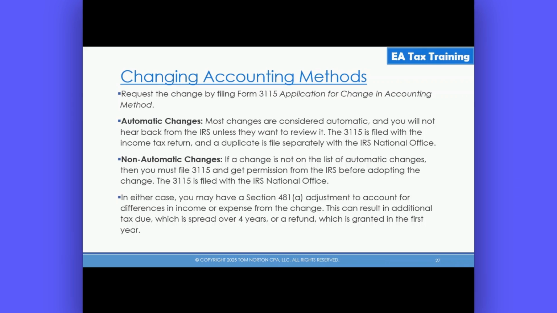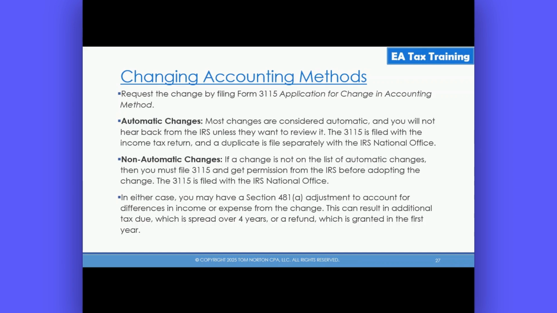Either way, whether you've got an automatic change or a non-automatic change, you could have something called a Section 481(a) adjustment. When you adopt a new method of accounting, it is likely to cause a difference in your taxable income for that year. So it's different than it would have been under the other method of accounting. If you make that change and it results in additional tax due, then you can spread out paying that tax over 4 years. You don't have to pay it all this year.